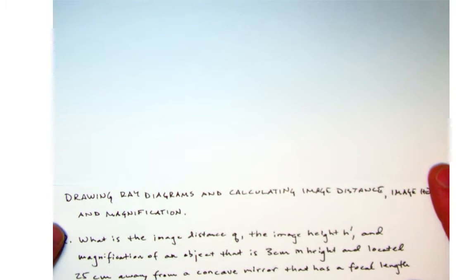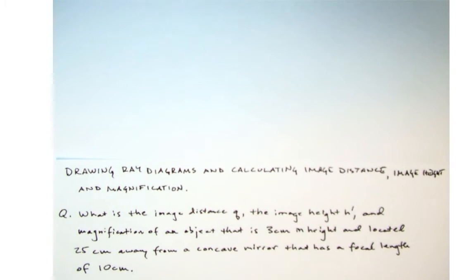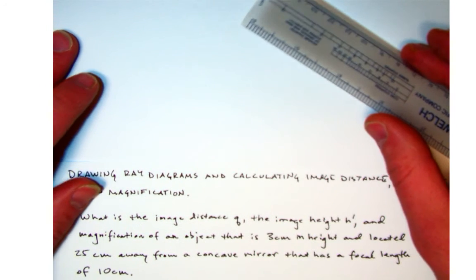And so what I want to do is first draw the axis and the mirror. So it says that the object that we have is 25 centimeters away from a concave mirror. Well, 25 centimeters is almost as big as a sheet of paper. So I'm going to cut all these numbers in half. So I'm going to start out just drawing an axis here.